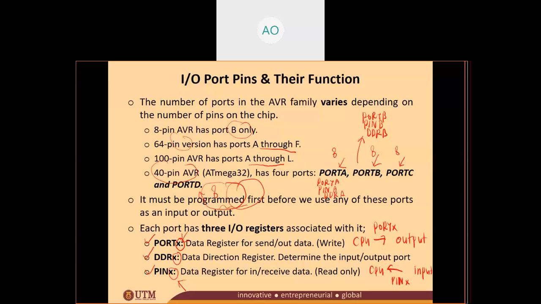What about DDRX? This is the special register lah, DDRX. DDRX is used to determine whether you're going to initialize your port as an input port or as an output port. How to do that? If you send 0 to your DDRX, automatically your port becomes an input port. If you put 1 to your DDRX, automatically your port becomes an output port. Nanti later we will see more detail on this part: how to do the program, how to set our DDRX so that we make that port an input port or an output port.